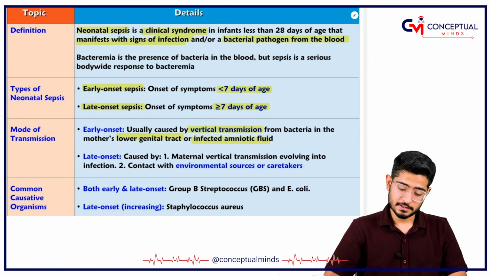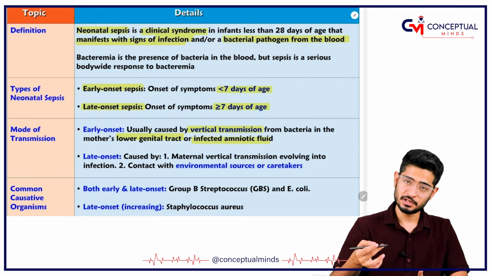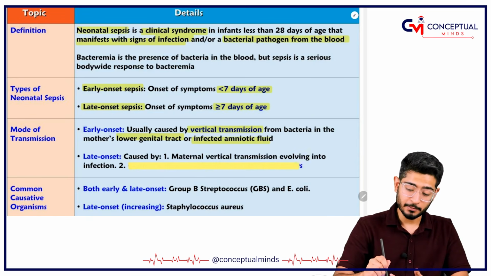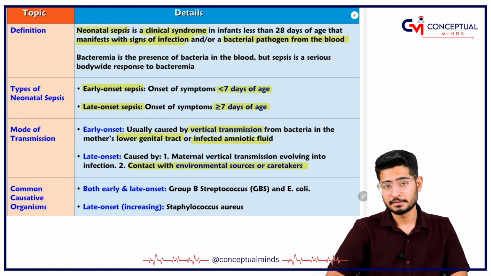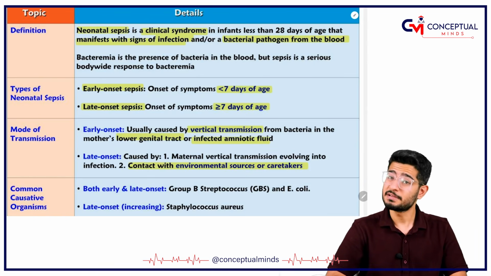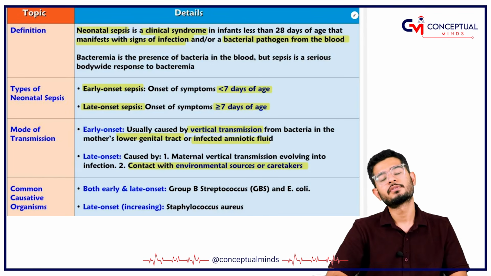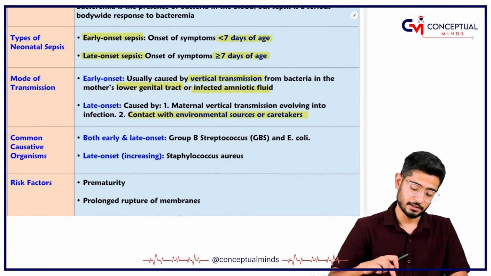Next is the late onset. Late onset means you will have a history of contamination, like contact with environmental sources or caretakers. Okay, so they may have the same disease as the baby is suffering from. So this is how we are going to differentiate between the early onset and the late onset.